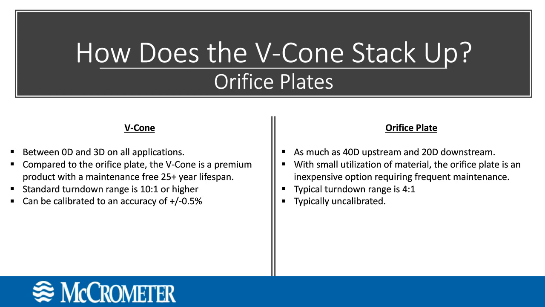Compared to the orifice plate, the VCone is a premium product. It's got a 25-year lifespan, whereas the orifice plate is a small utilization of material and it's inexpensive. But you're trading that inexpensiveness for the need for frequent maintenance. Turn down ranges, again, VCone 10-to-1, as we discussed a little bit earlier, whereas with orifice plates, typically you're going to be looking at a range of 4-to-1. Finally, calibration. The VCone can be calibrated up to an accuracy of 0.5%. However, orifice plates you would typically be looking at remaining uncalibrated.